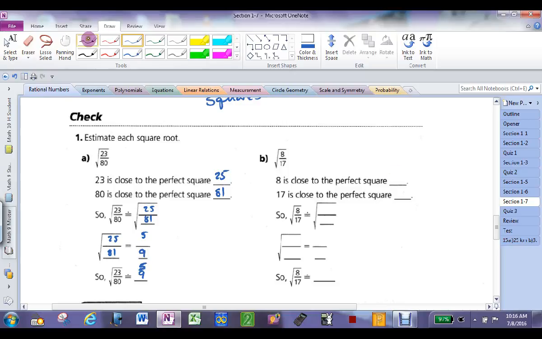What's 8 close to? 9. 15? 16. So it's going to be 9 over 16, which is what? 3 and 4, which is pretty darn close to 0.75. Is everybody good? It's super easy, yeah?